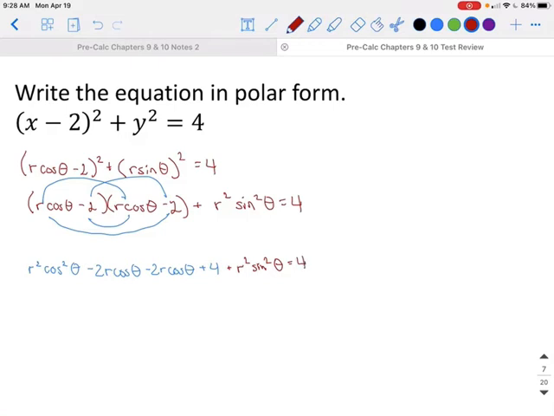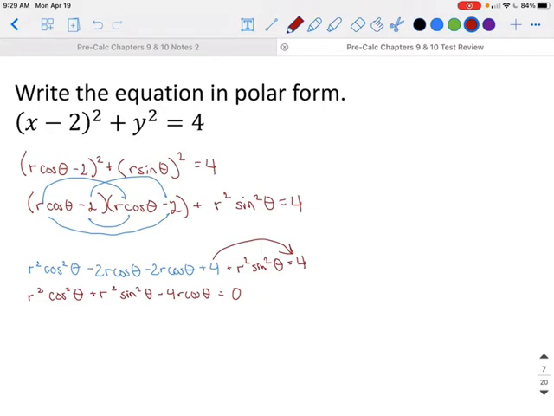Now, if we combine like terms and we rearrange this, I can have r squared cosine squared of theta. I am going to rearrange this. I'm going to put the squared pieces together. Negative 2 and negative 2 gives me a negative 4r cosine of theta. And I'm going to take this positive 2 to the other side. Right now it's positive, so to move it, we're going to subtract it. And 4 minus 4 gives us 0.